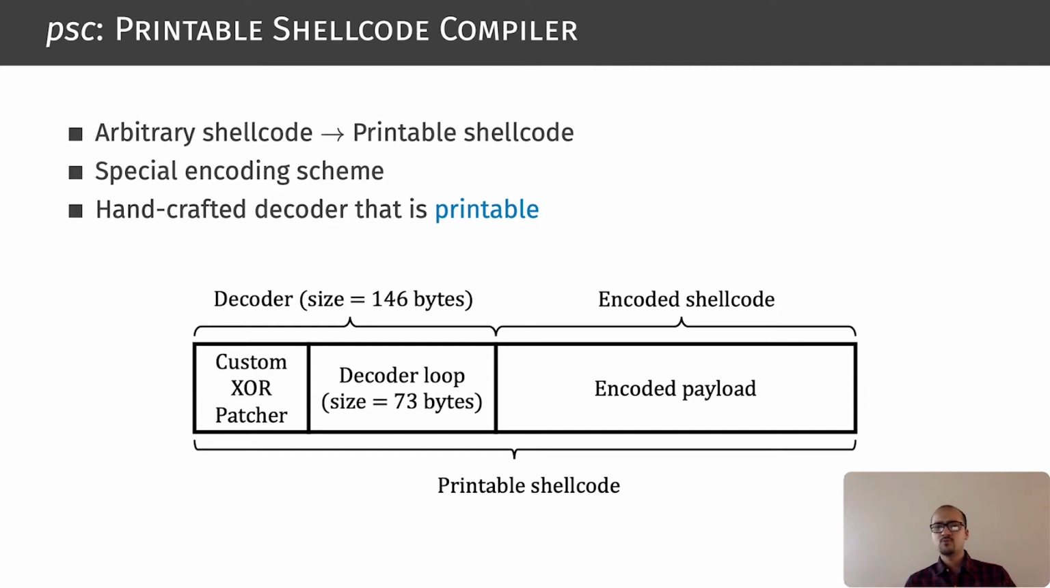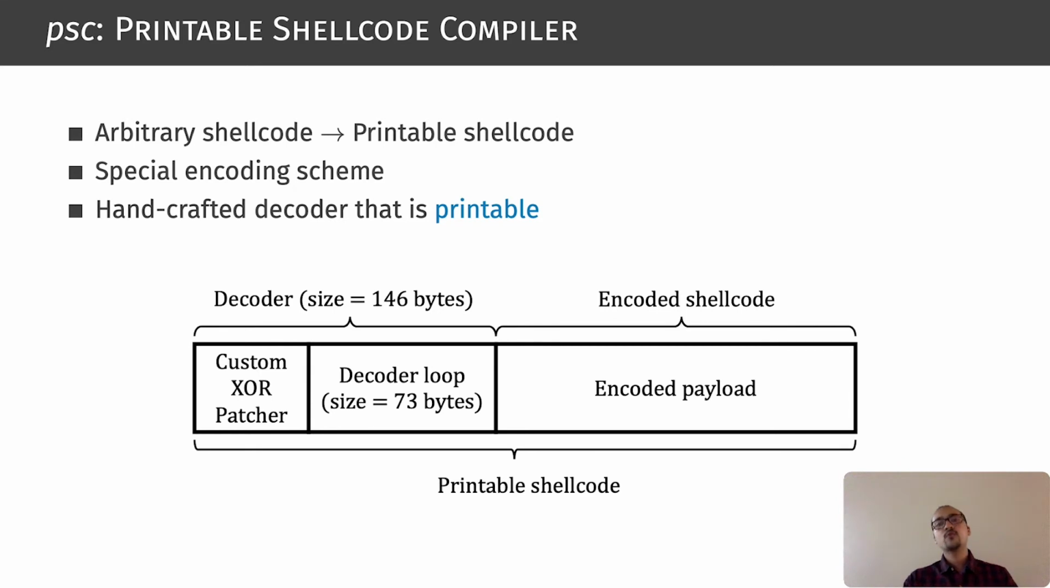We also use a small custom XOR patcher, which is again handcrafted, that we load before the decoder loop. This is because the decoder loop itself has a couple of non-printable bytes, so it's not completely printable. To ensure that the final output is printable, we use this XOR patcher to recover the actual decoder at runtime first, and then this decoder goes ahead and recovers the original shellcode from the encoded payload.